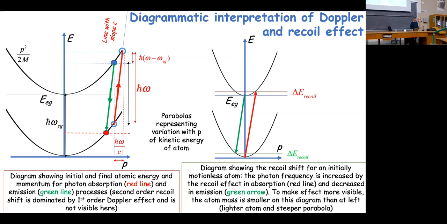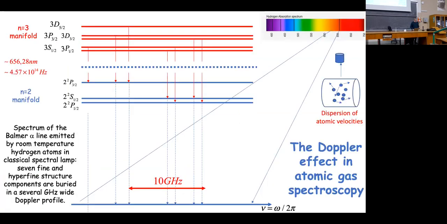So how do you get rid of this? First of all, what is the effect of this on atomic transition? I have chosen here the simplest possible atomic transition, in hydrogen. I'm looking at the transition between the n equals 2 and n equals 3 state in hydrogen. This is called the Balmer line in the red part of the spectrum.